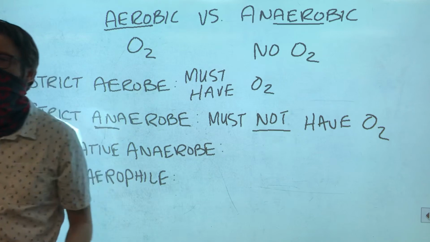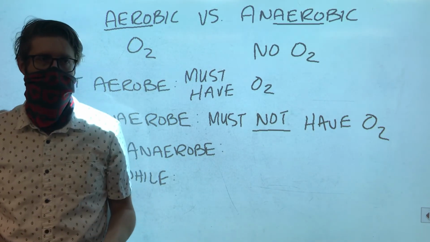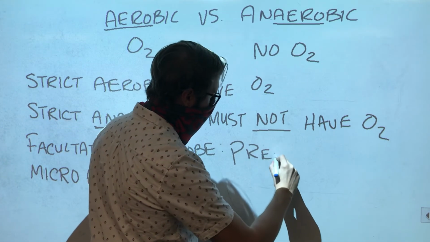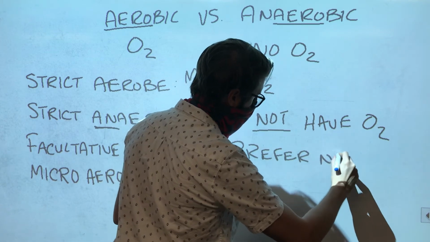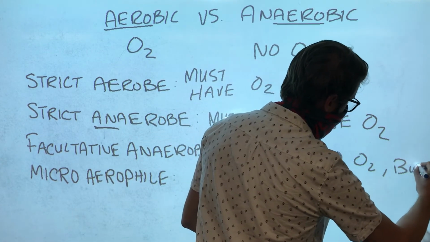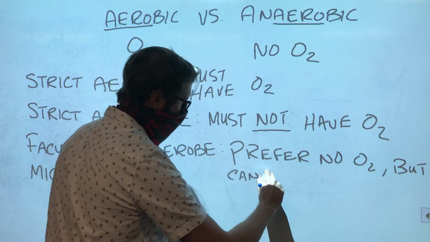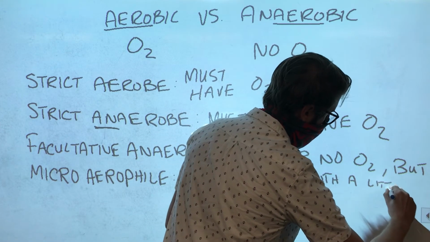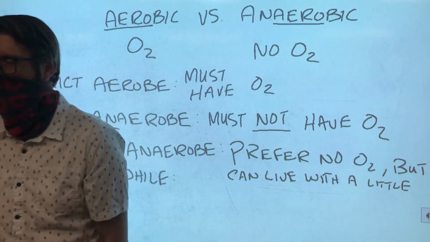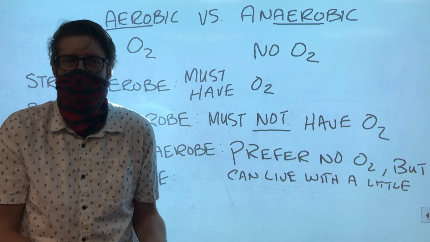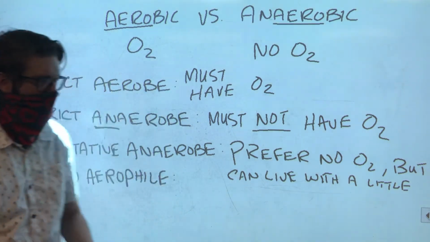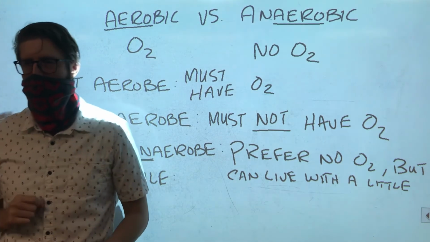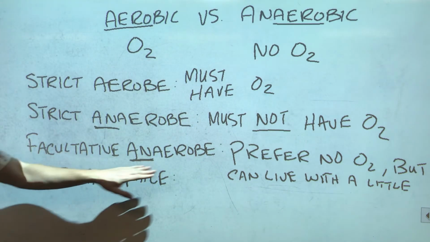Facultative anaerobe, what that means is that they can kind of go with or without. They prefer, they're anaerobic, so they prefer no O2, but can live with a little. It's like something with you guys, like, well, I prefer not to do this thing, but I'm okay as long as I only have to do it a little. Just like with these guys, they prefer no oxygen, but they can live with a little. So they're called facultative anaerobe.